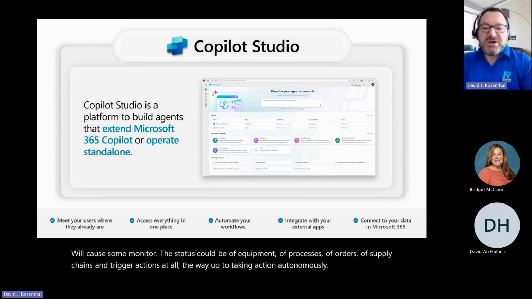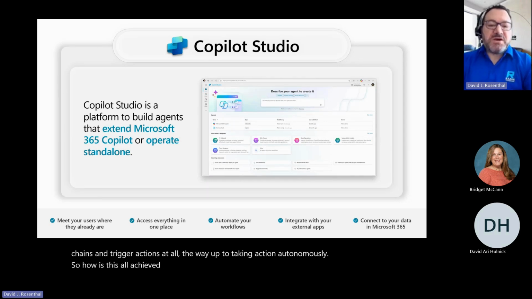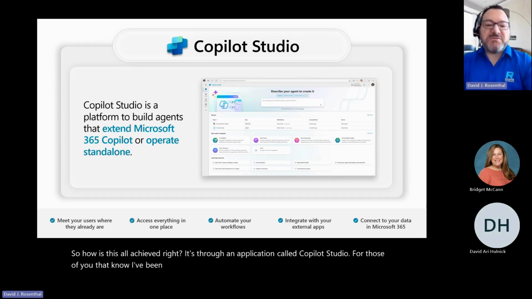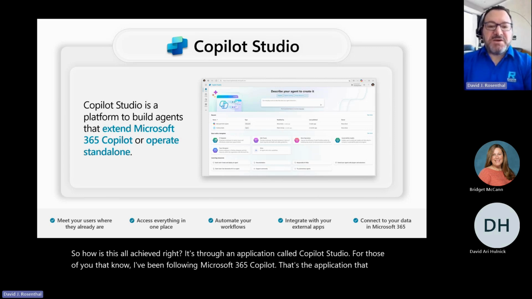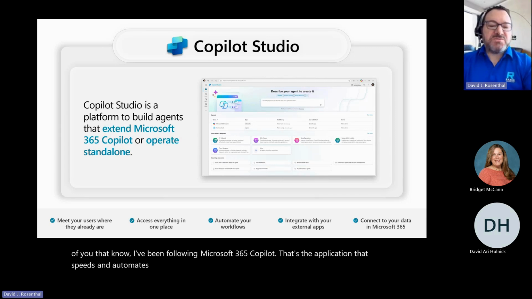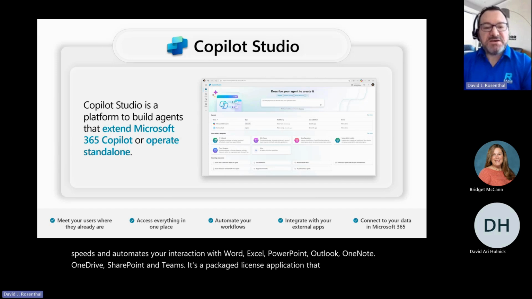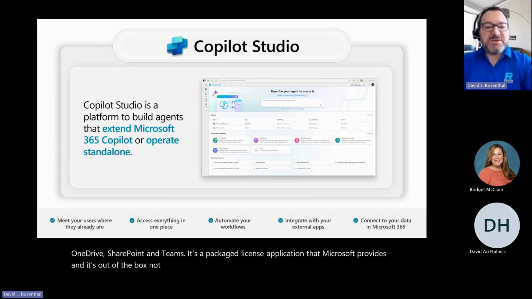So how is this all achieved, right? It's through an application called Copilot Studio. For those of you that know, I've been following Microsoft 365 Copilot. That's the application that speeds and automates your interaction with Word, Excel, PowerPoint, Outlook, OneNote, OneDrive, SharePoint, and Teams. It's a packaged license application that Microsoft provides, and it's out of the box, not really customizable too heavily.